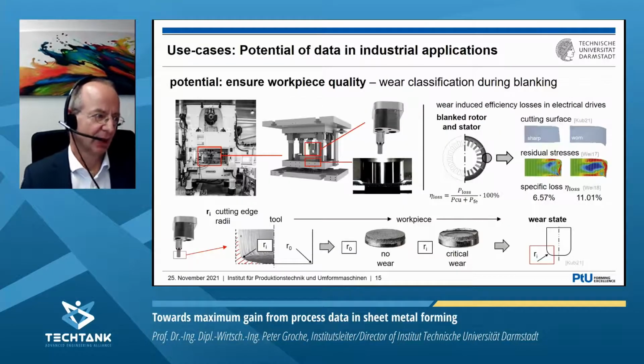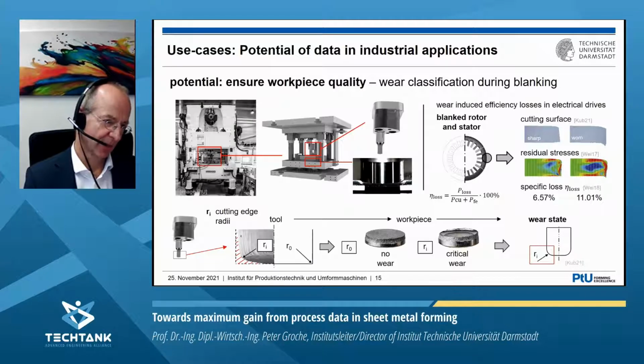In the next step I would like to discuss how we can ensure our workpiece quality. Workpiece quality, as I mentioned before, is necessary for geometry, but also for magnetic properties. You can see here that if we use a very sharp edge on our cutting tools, we have a very low residual stress level in our parts afterwards, which comes along with a small specific loss in the later application of our magnetic parts.